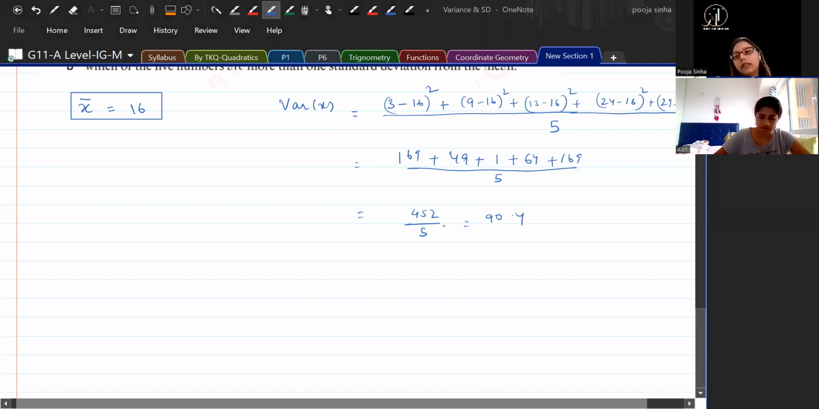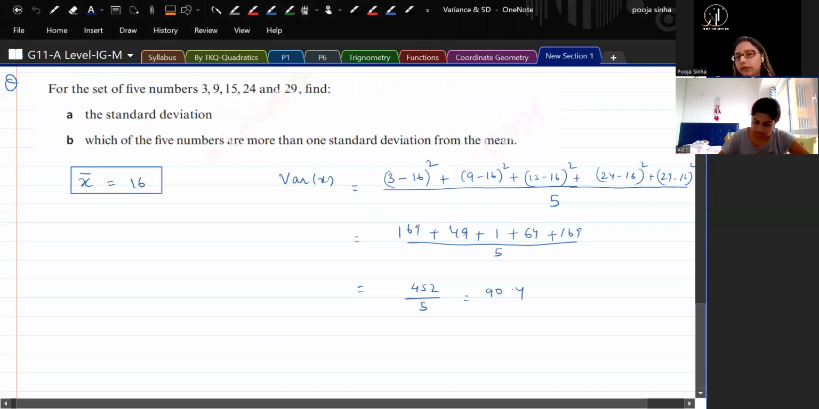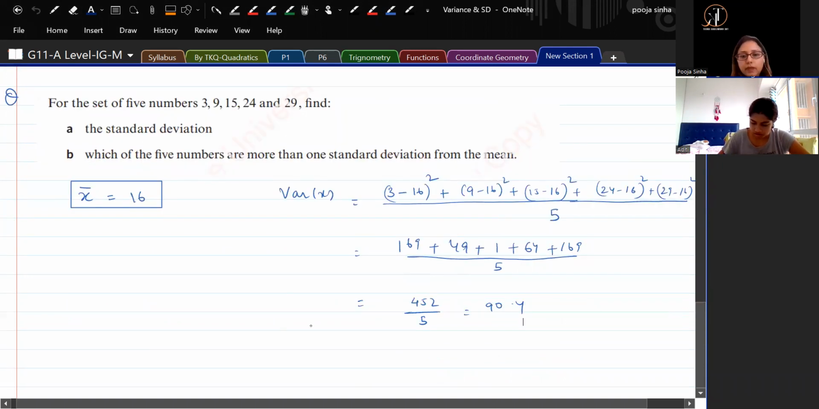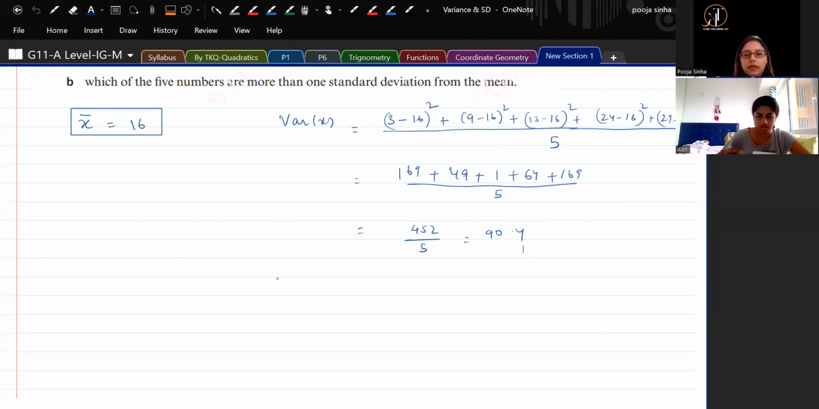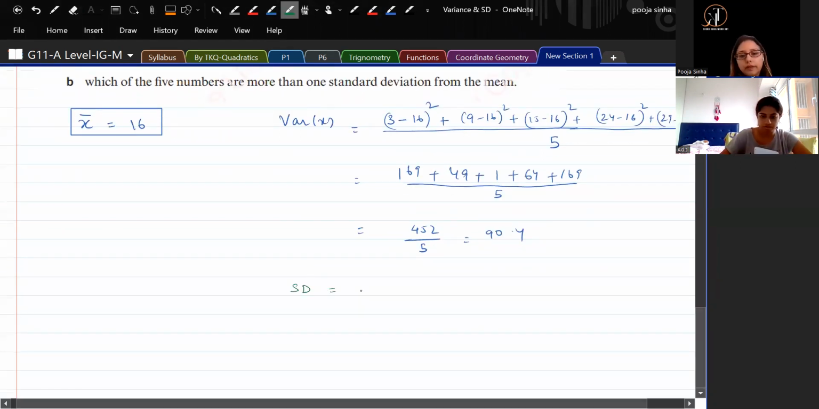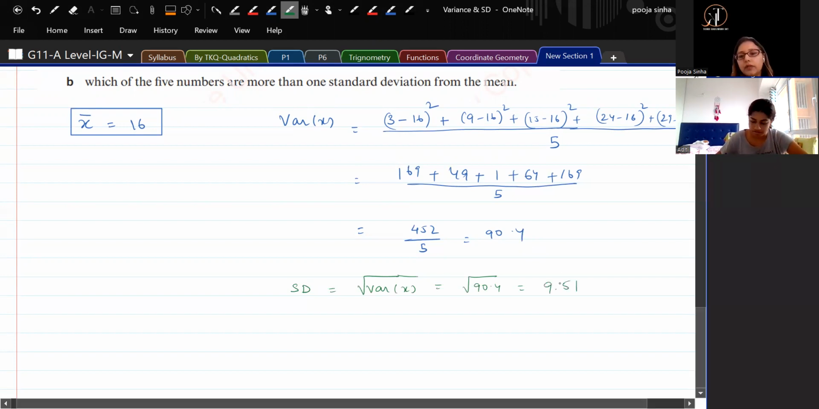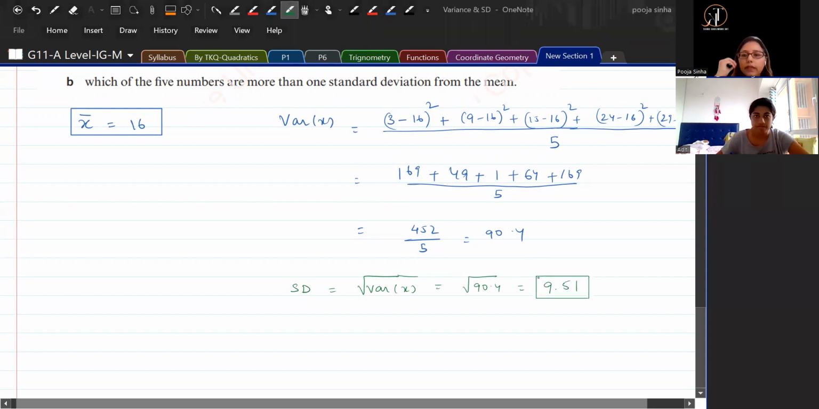It doesn't matter, I applied the first formula. You apply the second formula. Check, are you getting the same answer? Of course, you will get the same answer. Yes, please do it. I think this SD I'll be getting as 9.51. So 9.51 is your standard deviation, right? Yep. Okay, 9.51 is the standard deviation.